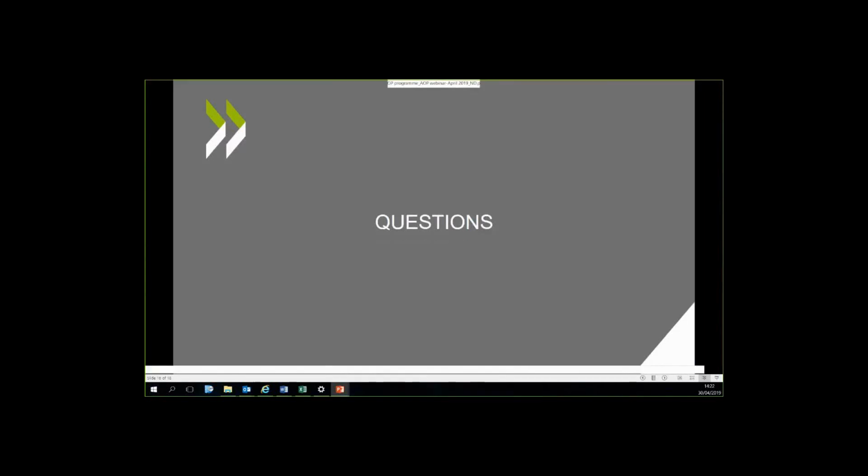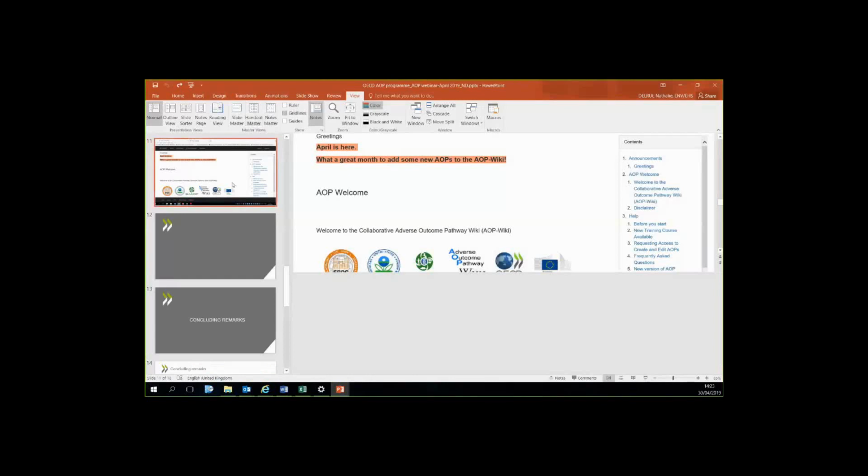So the first question that I will ask to the speakers: is it possible and meaningful to integrate QSAR and chemoinformatics models with existing AOPs? Do the guideline, wiki, and tutorial have information related to this?